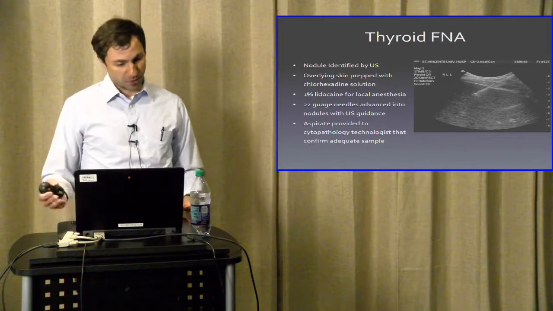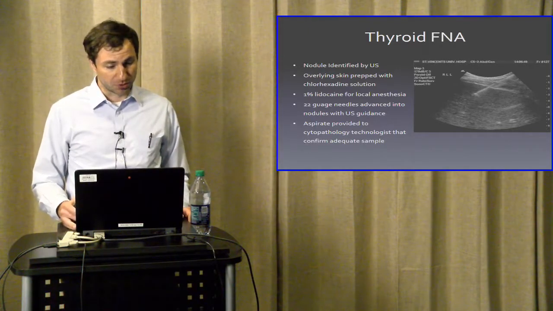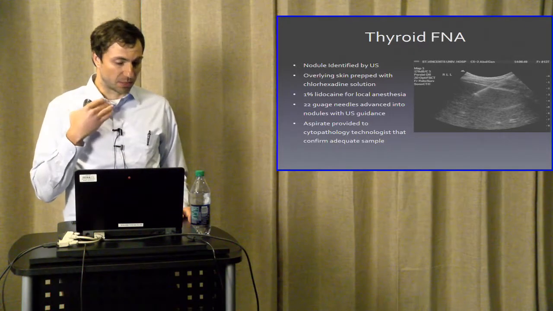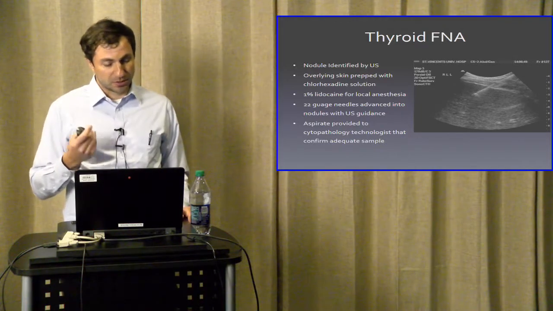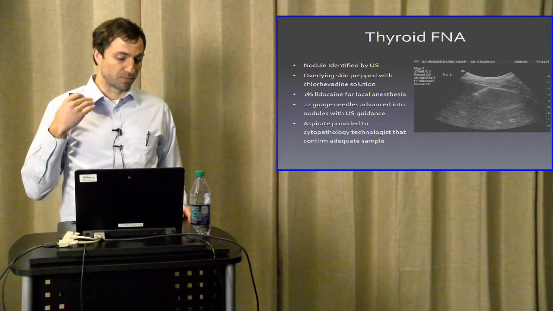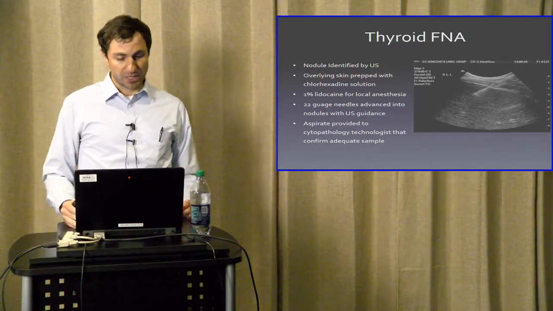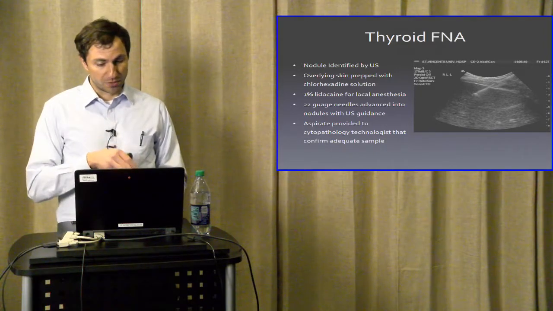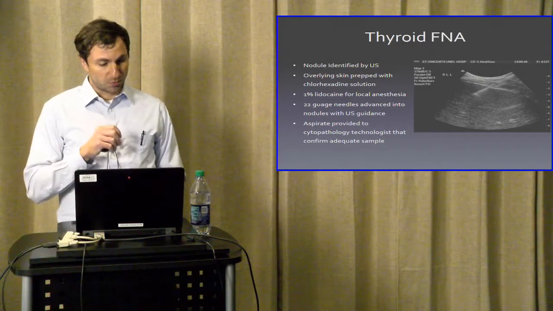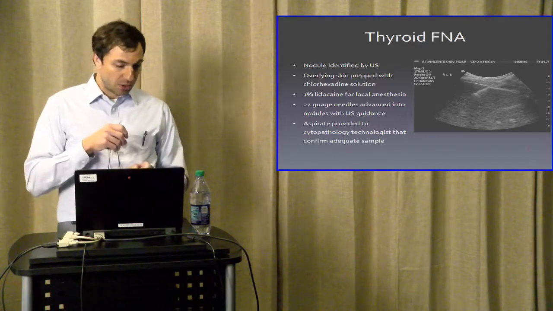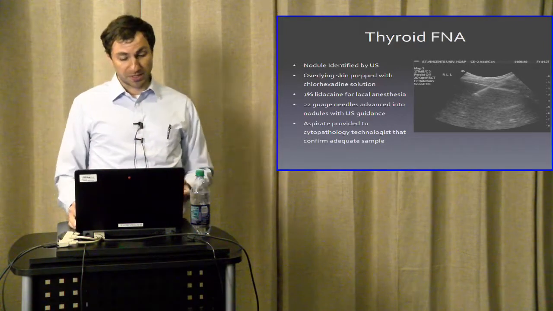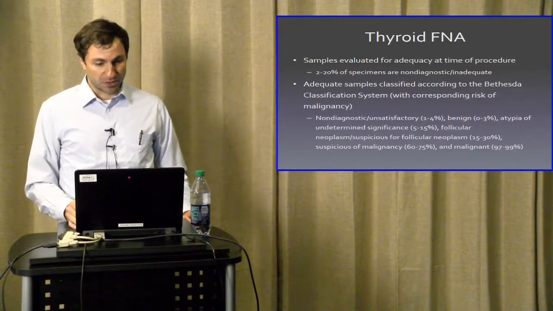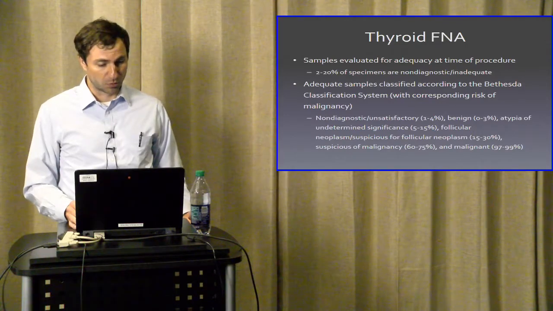So the last part about thyroid imaging is the thyroid FNA, which we do under ultrasound. It's a relatively straightforward procedure. The neck is prepped and draped. We use chlorhexidine to clean the skin, lidocaine for local anesthesia, and advance small 22-gauge needles into the nodule directly under ultrasound guidance. We like to see the needle directly within the nodule. You aspirate within the nodule as you move the needle back and forth, and the sample is provided to a cytopathology technologist who confirms the adequacy of the sample at the time of the procedure.